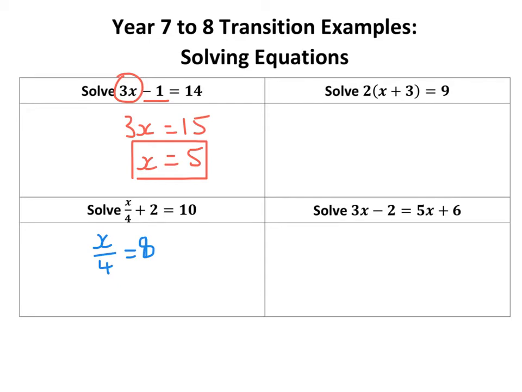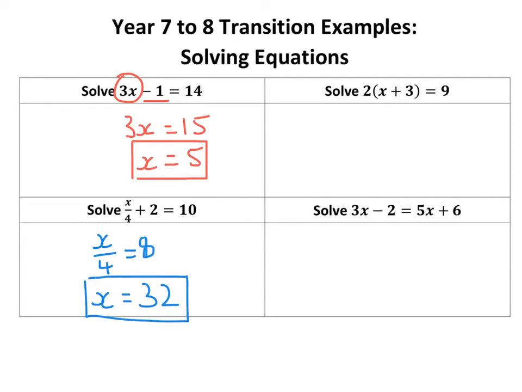Now, part of the reason I've done this particular example is because a very common mistake would be, well, that's 8 divided by 4. But it's not 8 divided by 4. It should be 8 times 4, because something divided by 4 makes 8. And so to get rid of divide by 4, we need to multiply. The inverse of divide by 4 is multiply by 4. So I should end up with x equals 32 there.